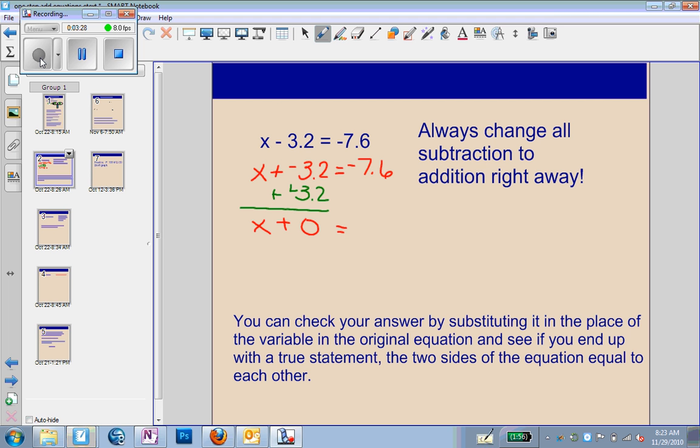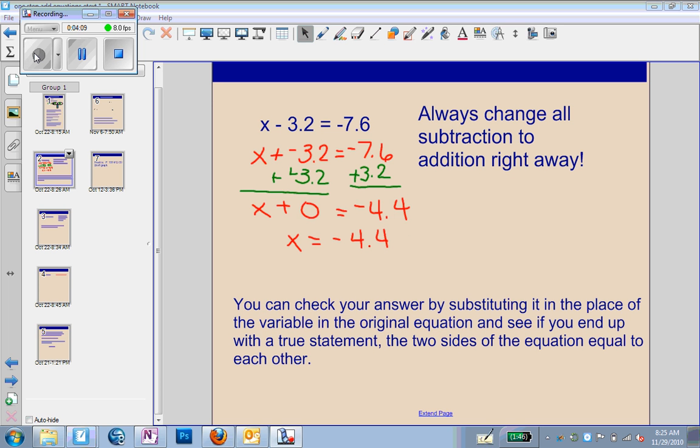Now, if we do it to the left-hand side, we also have to do it to the right-hand side. We want to keep the equation balanced or equal, so we're going to add 3.2 to the right-hand side. So we have negative 7.6 plus 3.2. The answer is negative 4.4. Notice here we have x plus 0, so that's just x equals negative 4.4.